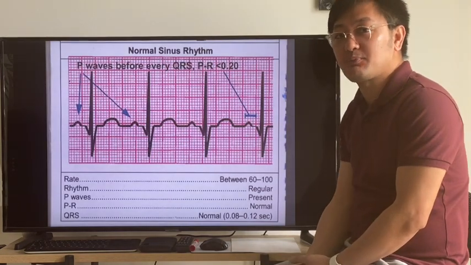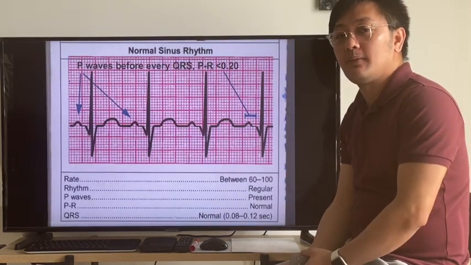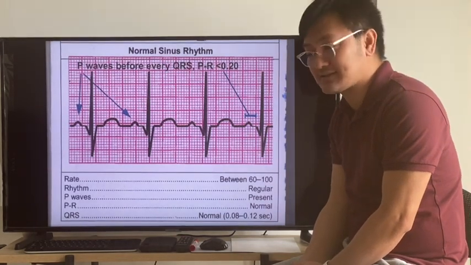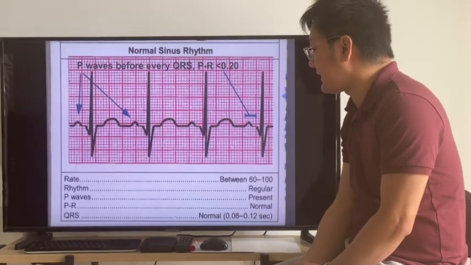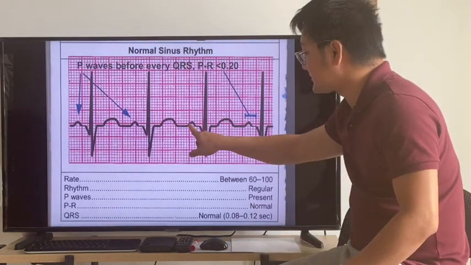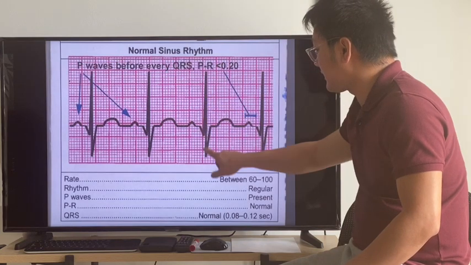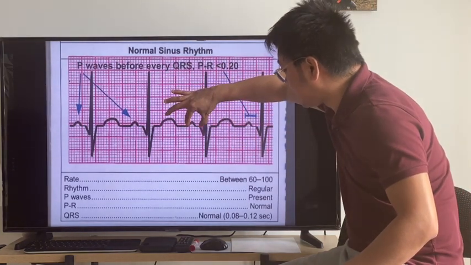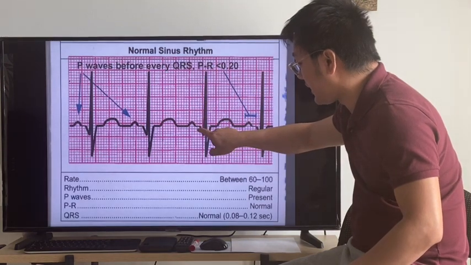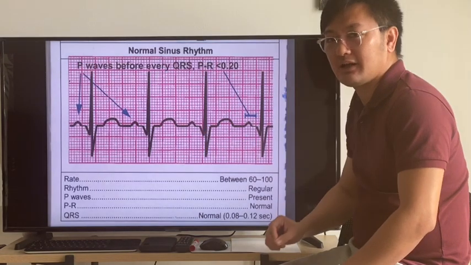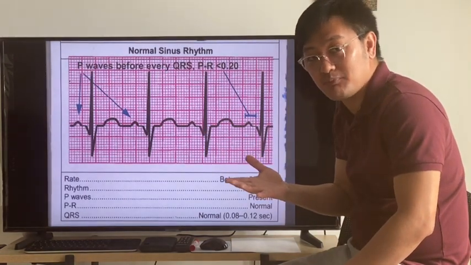Next, check for the PR interval. Remember, the PR interval is 3 to 5 small boxes. So where is your PR interval? So this is your PQRST. So this is our PR interval. So how many boxes? 1, 2, 3, 4, 5. At least 4.5 small boxes, right?